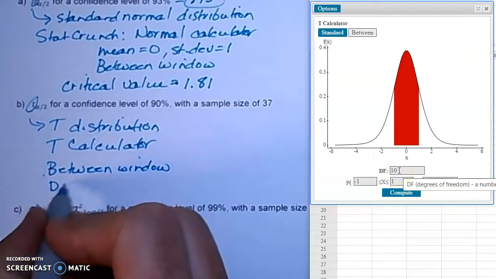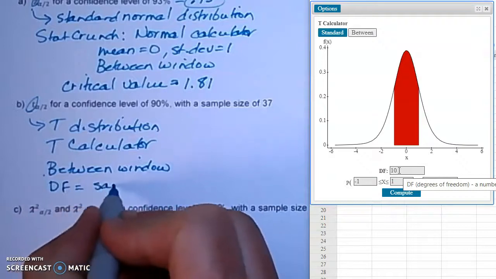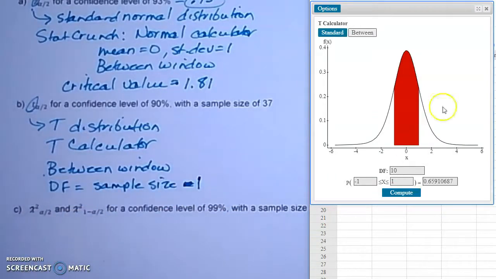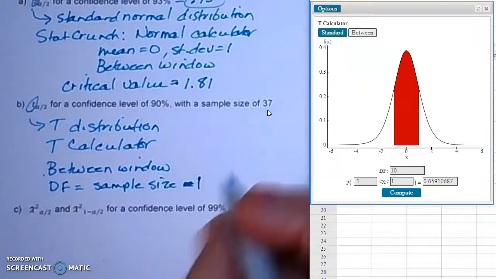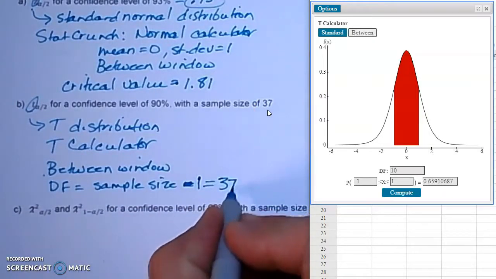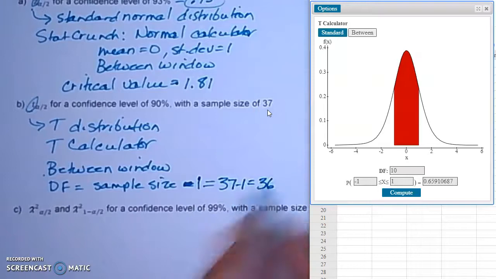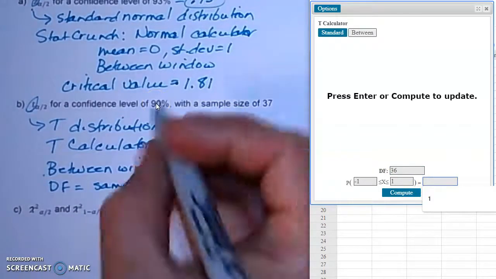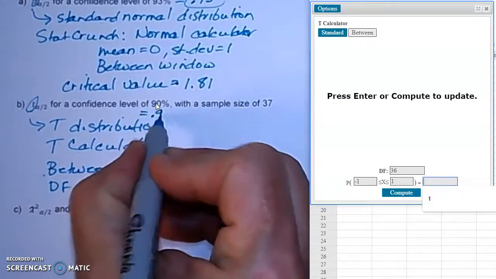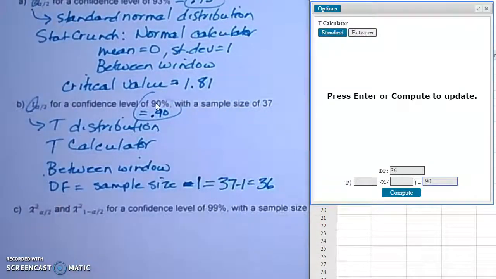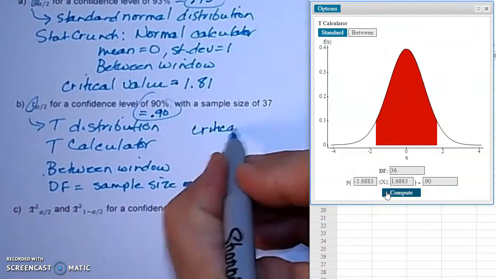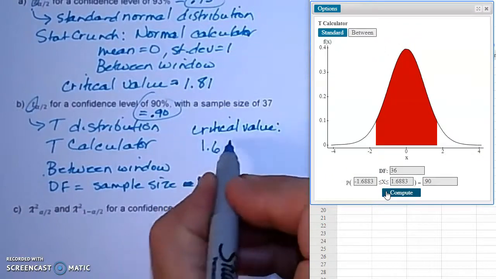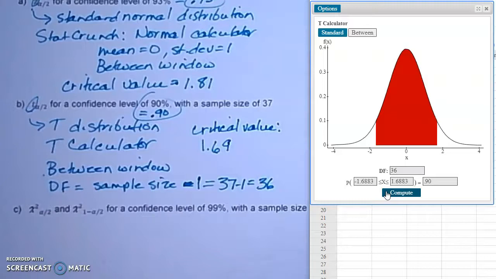The df is the sample size minus 1, which for this one, our sample size was 37. That's going to be 37 minus 1, or 36. Putting in 36 here. And again, we're using this tool backwards. In this box over here, I want to put in the decimal value of my confidence level, which would be 0.90. That gives me my critical value of 1.69 if I'm rounding it to 2 decimal places.